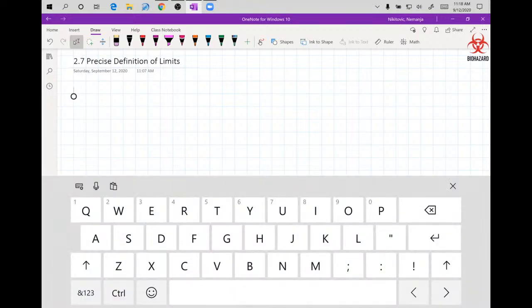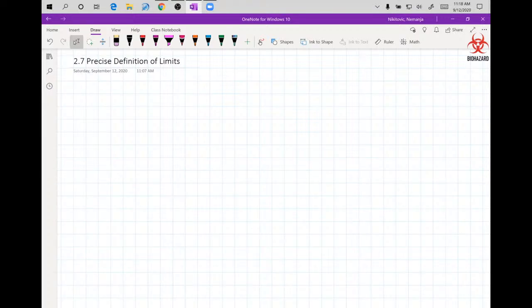Hello and welcome back to Calculus 1, section 2.7, precise definition of limits.